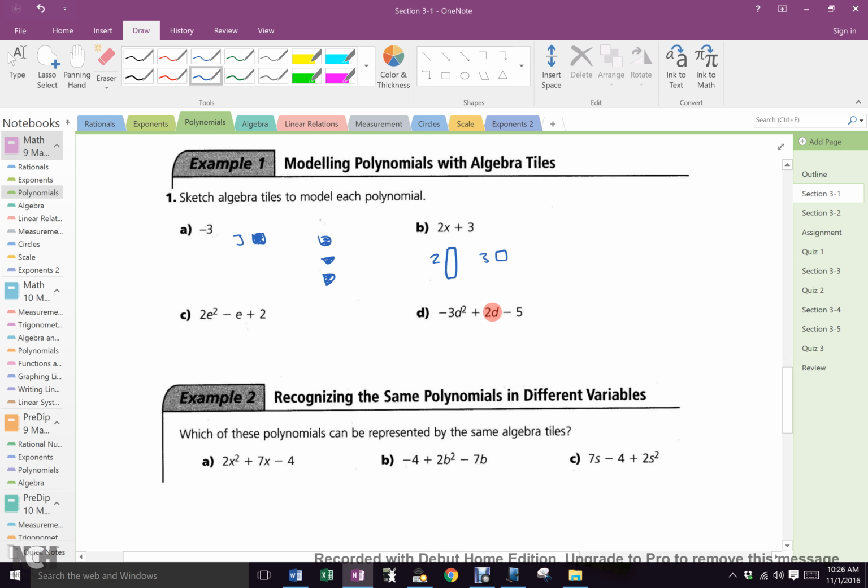If there's a negative in the middle, there'll still be a positive there. The negative, the minus sign, tells you what kind of block to use, colored or not colored.